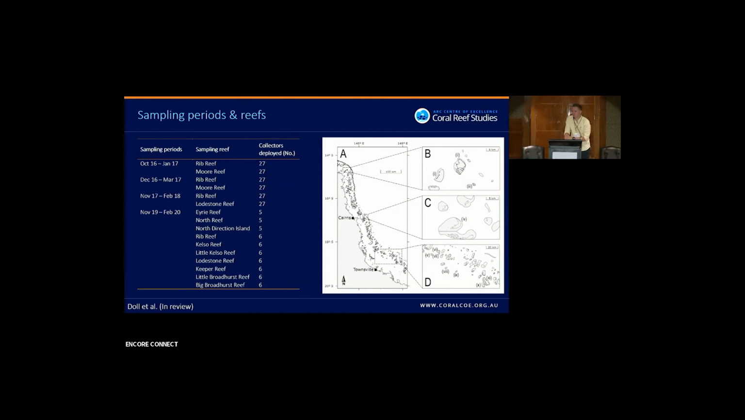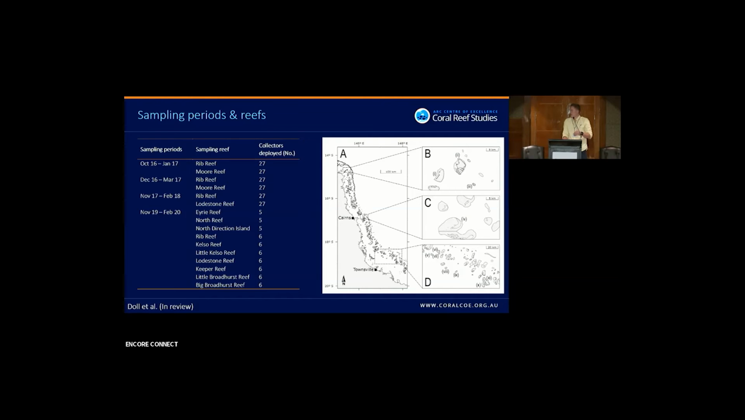So far, a total of 219 collectors were deployed on the GBR over 4 sampling periods from October 2016 to February 2020. The sampling periods coincided with the COTS summer reproduction period, so the collectors were deployed prior and retrieved after the predicted spawning. We have a pretty good understanding of that.